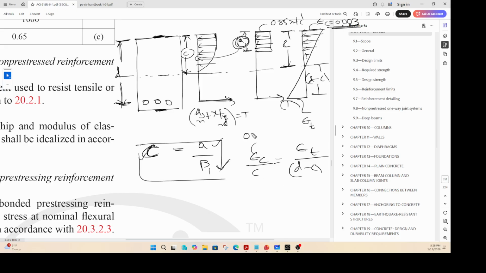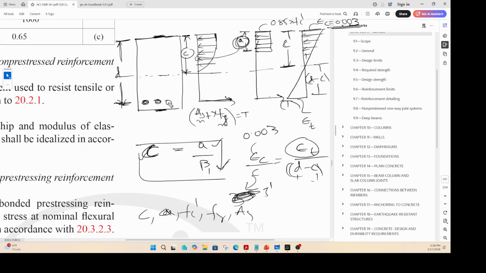You know this as 0.003. You know this value, let us say it is 5 inches. If this is 5, you know the depth, so you know the d minus c, then the only unknown is epsilon t, and you can calculate the epsilon t. Okay. So once you know your depth of neutral axis and you know your a is the depth of the Whitney stress block, you know your f'c, you know your fy, you know your area of steel.